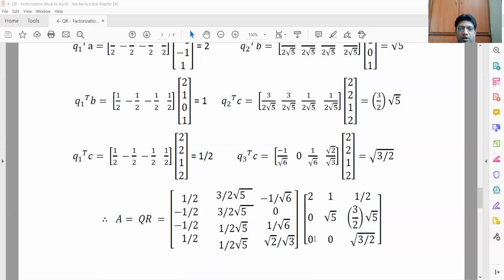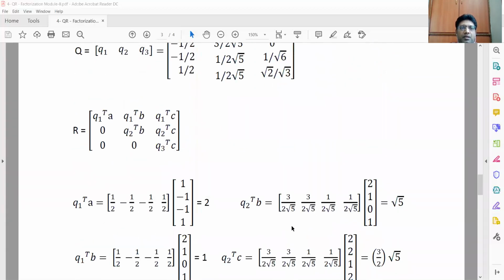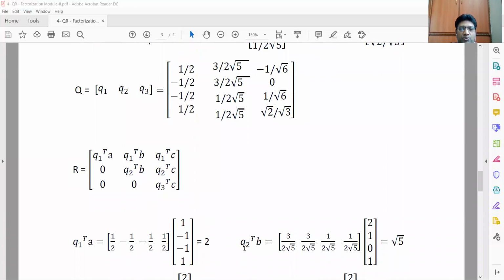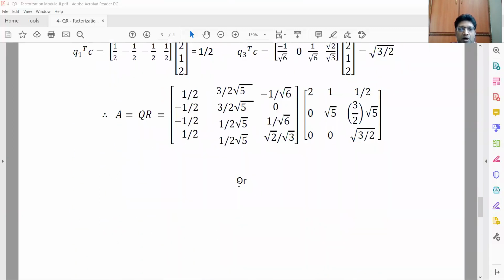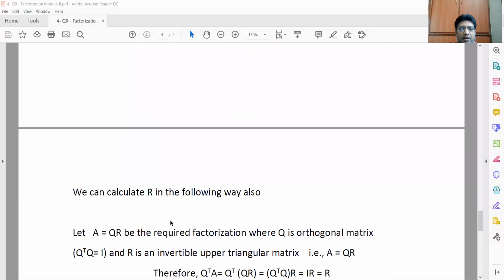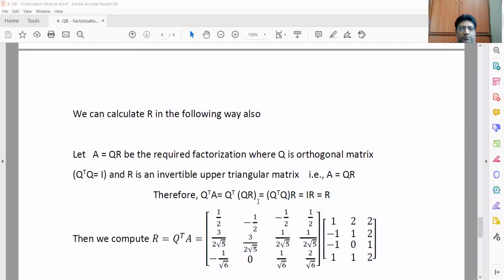So this is your Q. So if you multiply these two, definitely you will get A. So this is the QR factorization. Here, to calculate R, we used this procedure. There is another procedure also. Using that also you can calculate R. Now we are going to see this one, without using this form. So that is described here, R. So we can calculate R in the following way also.